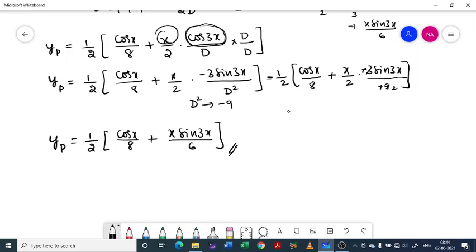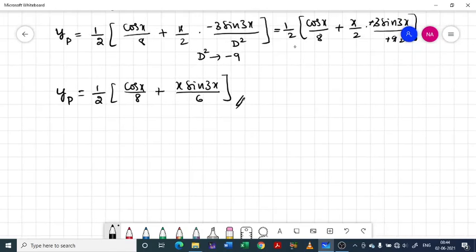If you take the derivative of x into cos 3x and apply the product rule, it will be wrong. X is just for our convenience. You have to apply differentiation only for the terms that are obtained from phi of x.